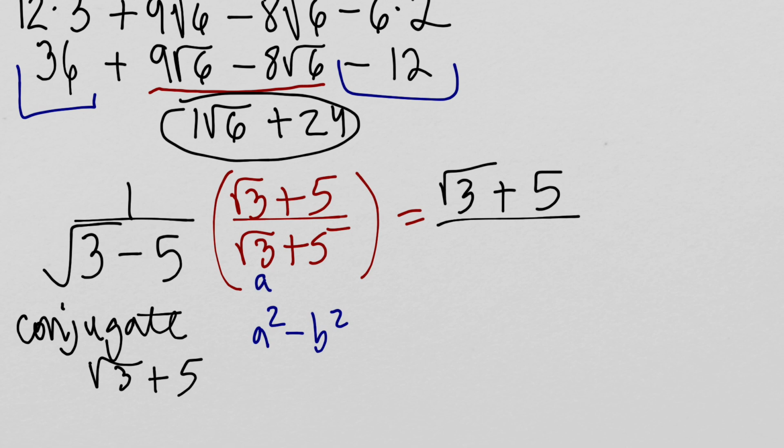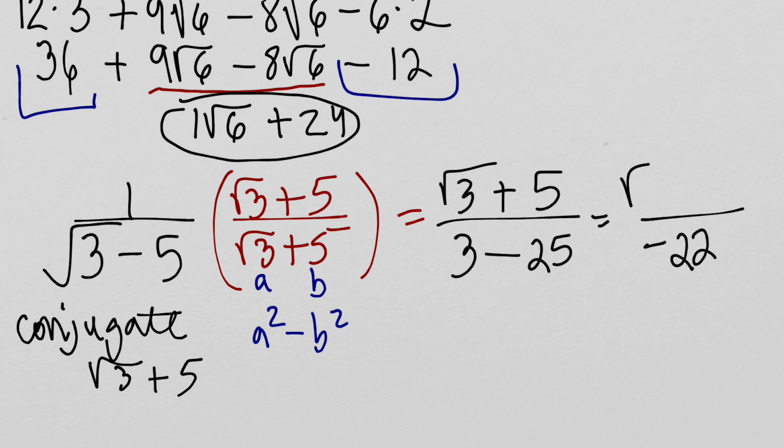So a was always that first part. B was the last number. So if I do a squared, which is root 3 times root 3 is plain old 3, minus b is 5. 5 times 5, 25. So now when I simplify the bottom, I get negative 22. And the top remains root 3 plus 5.